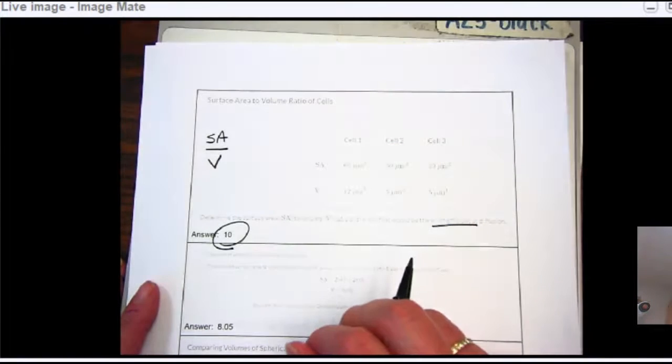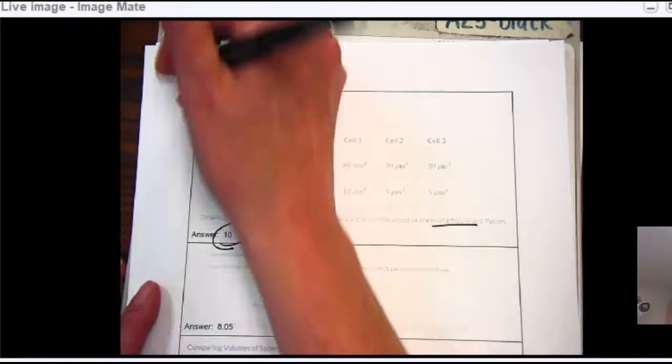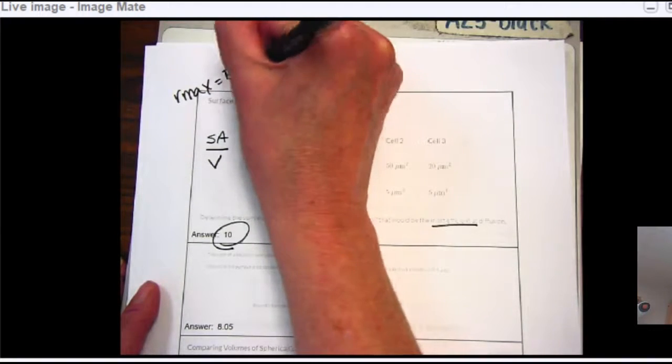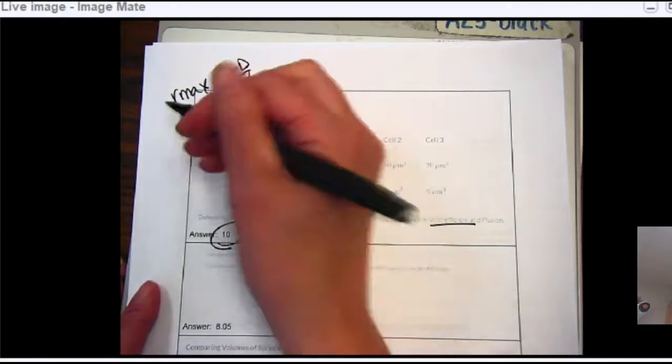No. Nope. So things like this, or things like R max. I always forget that R max is burst minus dust divided by n. That's not on the equation sheet. This is not on the equation sheet. This isn't on the equation sheet.